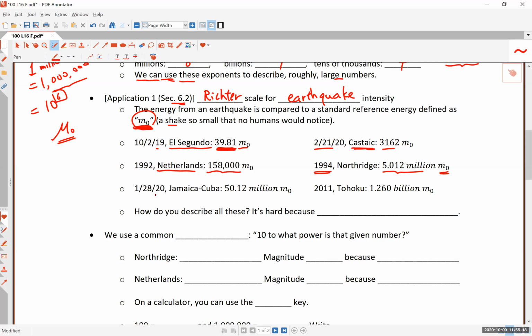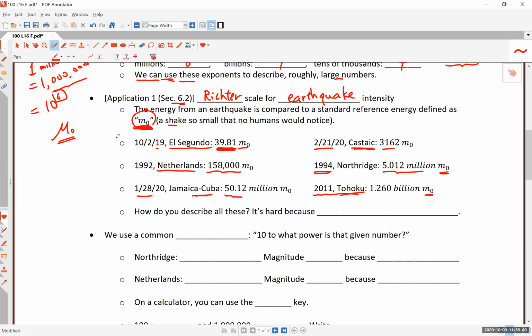Okay. On January 28th of 2020, Jamaica, Cuba, and some of you may remember this in the news. This was a big shock, and literally. And so that had 50.12 million times the energy level used as a reference. My home country of Japan had one of the biggest earthquakes on March 11th of 2011, the Tohoku Great Earthquake, and that had over 1.2 billion times that level.